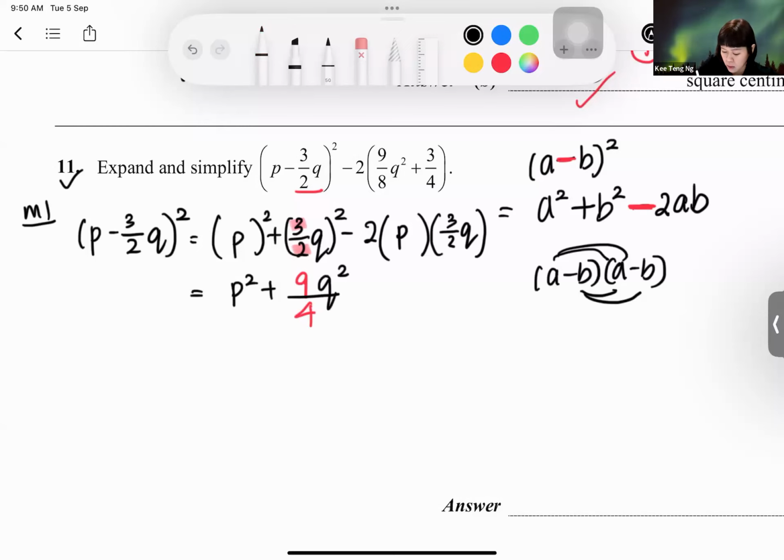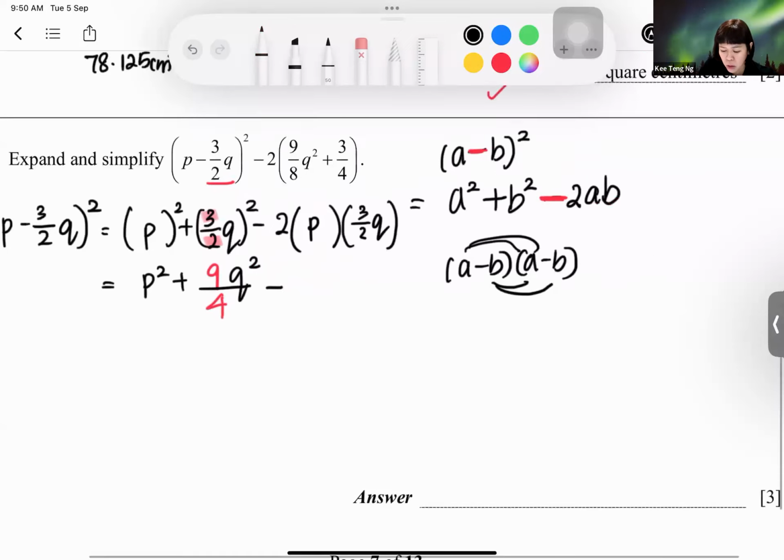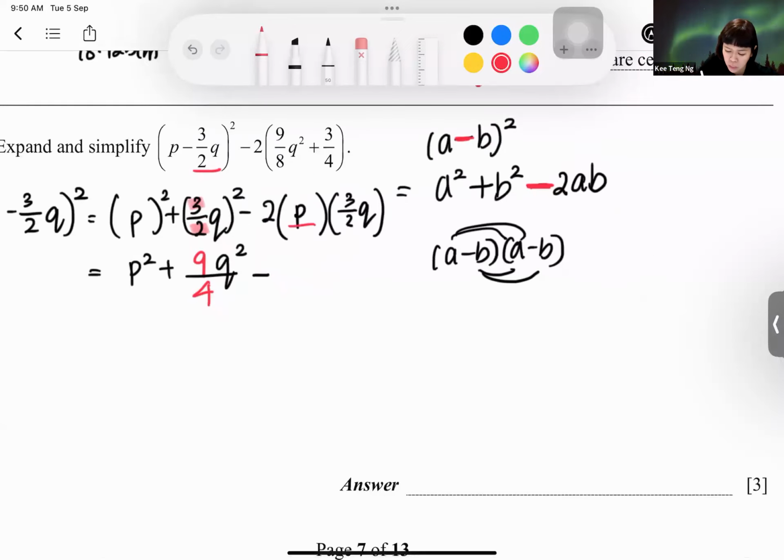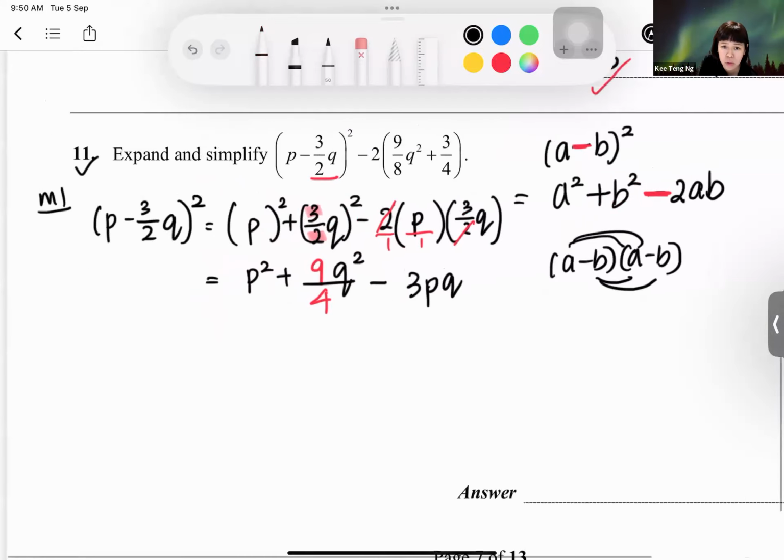Minus. This one I need to do a multiplication. Some of you might get confused and think you want to make it the same denominator. No, it's just multiplication, just multiply. So the 2 on the numerator and denominator can cancel away. Then I multiply the rest remaining, that will be 3PQ. So you can do it this way.